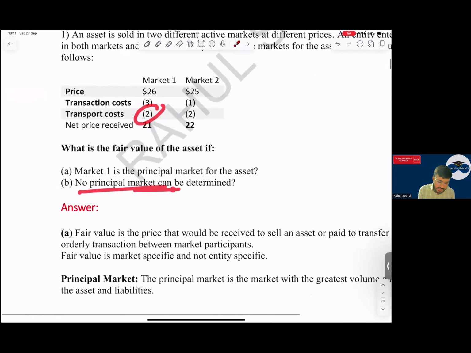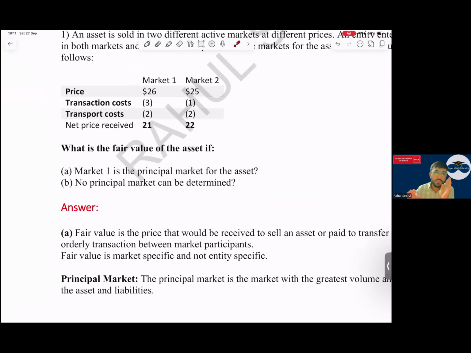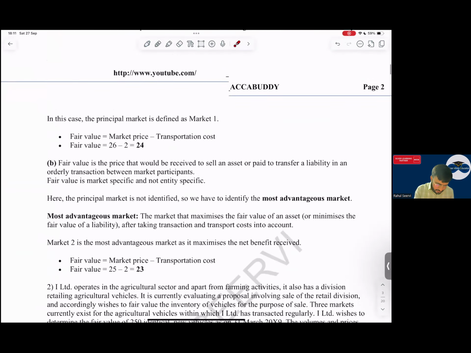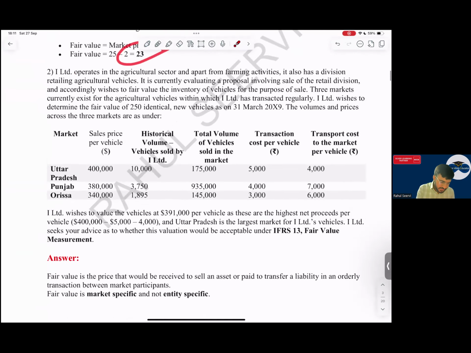If no principal market can be determined, then what should we do? We should calculate first which is the most advantageous market. So 21 is received and 22 here. Can I say which one is the most advantageous? Market 2 is the most advantageous market. Then what is the fair value? Fair value is 25 minus 2, that is 23. 23 is the fair value for the second. Then we have seen this question also.